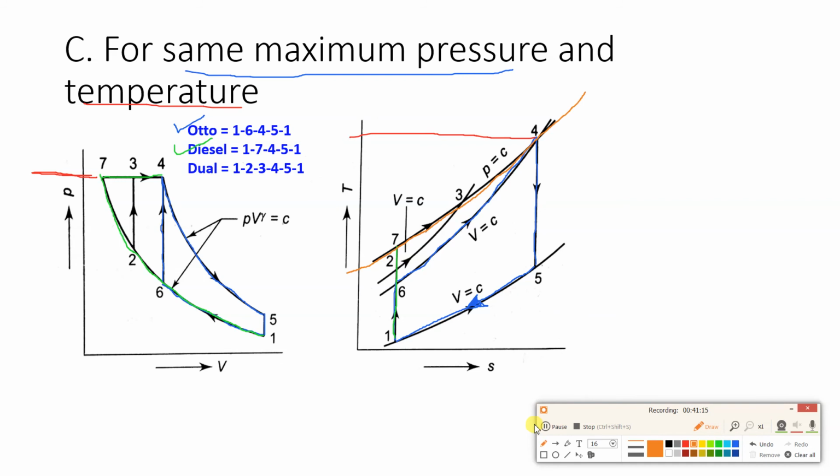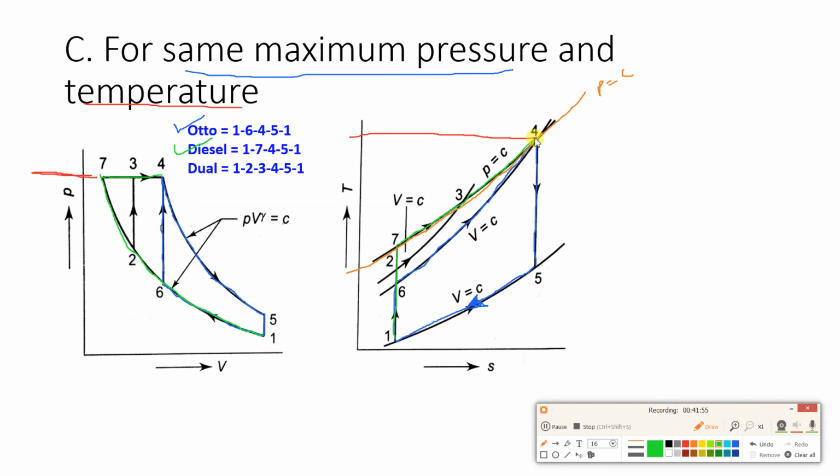This one will be which curve? This one will be the pressure equal to constant curve. Now from point number 7, this one will be constant pressure heat addition. Here you can see the maximum temperature in the diesel cycle we get after heat addition, and this temperature is the same as the Otto cycle maximum temperature. So we are maintaining this condition. We are maintaining the same maximum pressure on the PV diagram, and we are maintaining the same maximum temperature also.